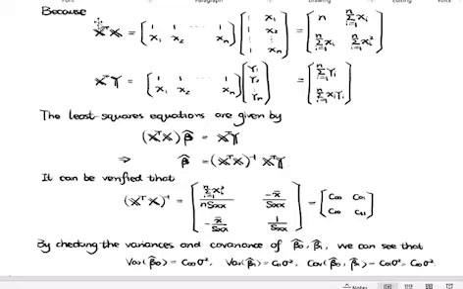take a look at this. You see the X transpose X. What is X? This is X. What is the transpose? This guy. If I do matrix multiplication, it's going to be this guy.